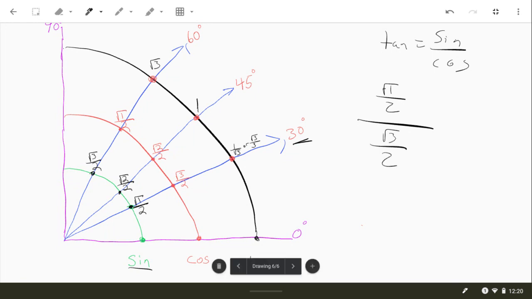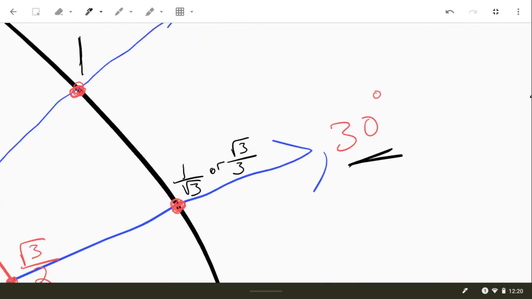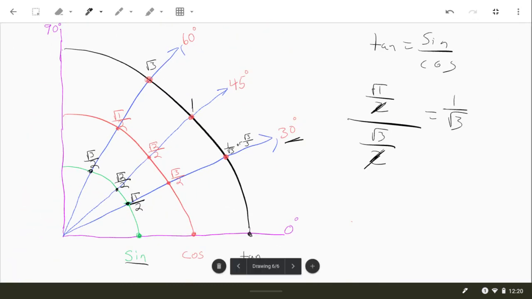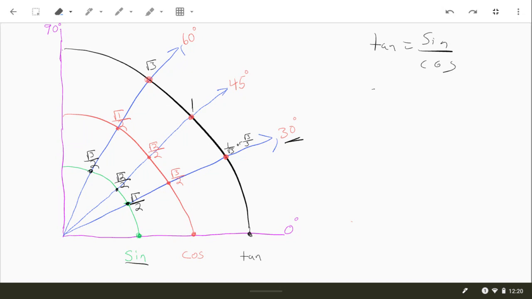So what happens is that the 2's in the bottom just cancel each other out. And so you're left with 1 over root 3. Or if you rationalize the denominator, that's how we're getting the root 3 over 3. Okay, so that's how this chart works. You don't have to memorize these, but I mean, you do need to know them.